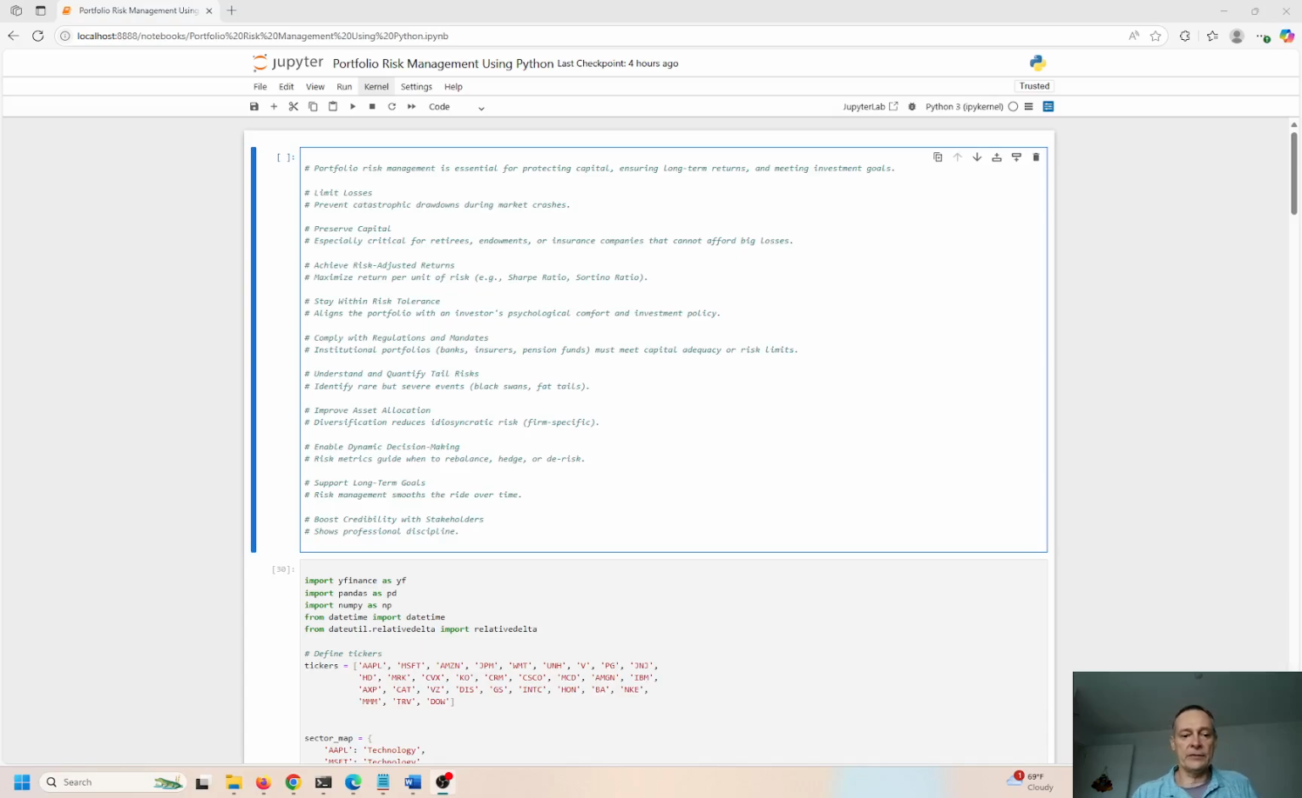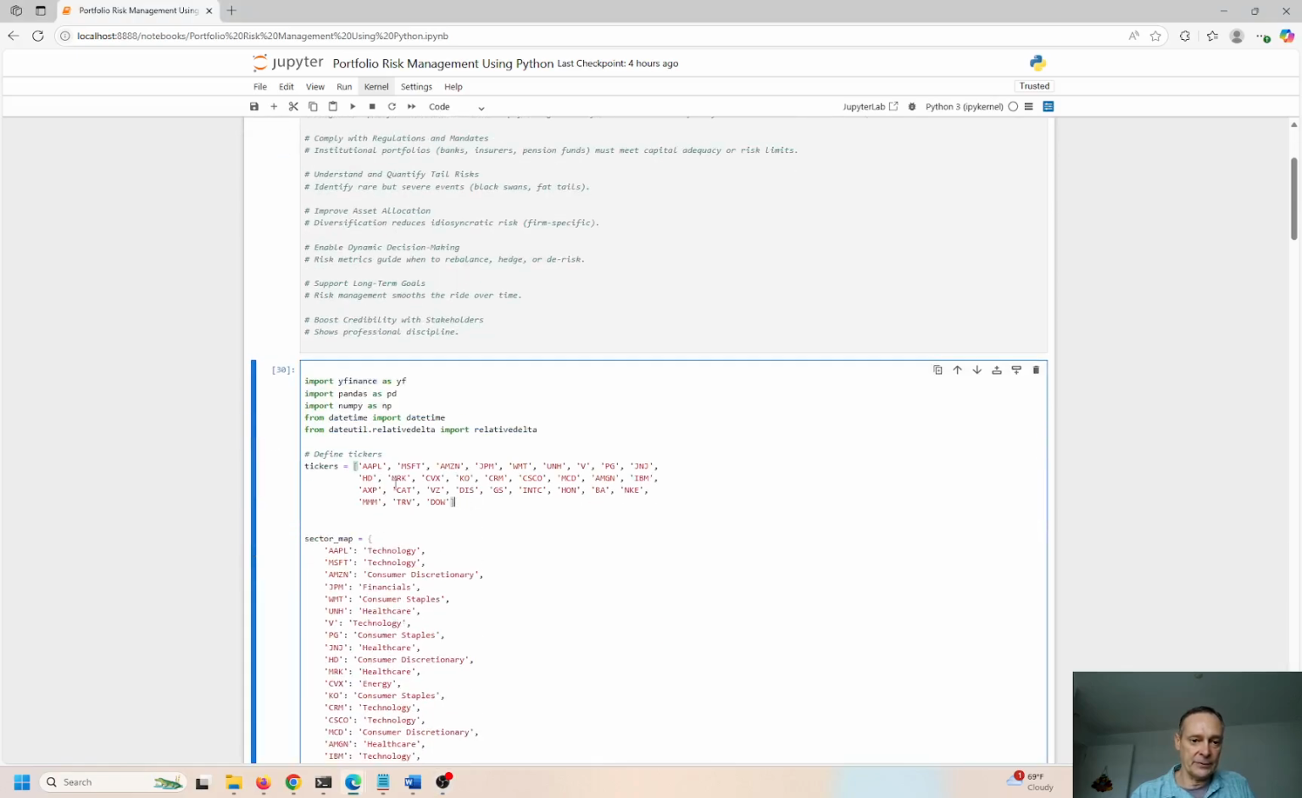Okay, so let's go ahead and grab some data here. We're going to go to the Yahoo Finance endpoint. So the library is right here. These are the tickers I'm looking at. These are all the components of the Dow.